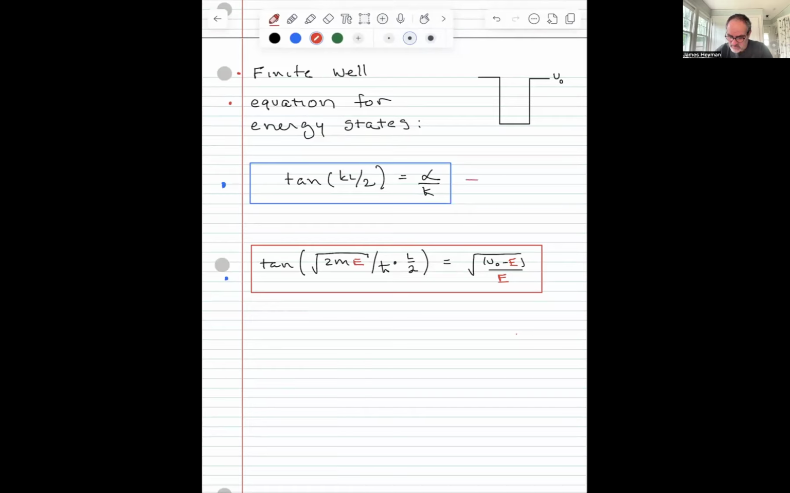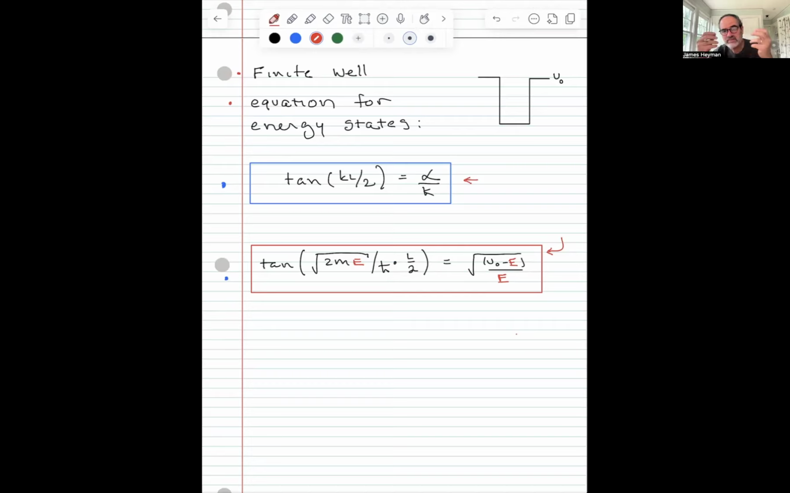Tangent of kL over 2 is equal to alpha over k. And what we noticed is that this is actually an equation for the energy because both k and alpha are determined by the energy of the state. So now we have tangent of the quantity square root of 2mE divided by h bar times L over 2. That has to equal the square root of (U minus E) over E. There we are. So we have an equation for the energy.